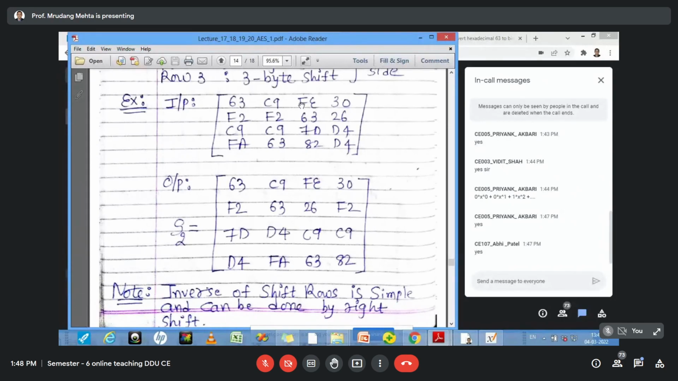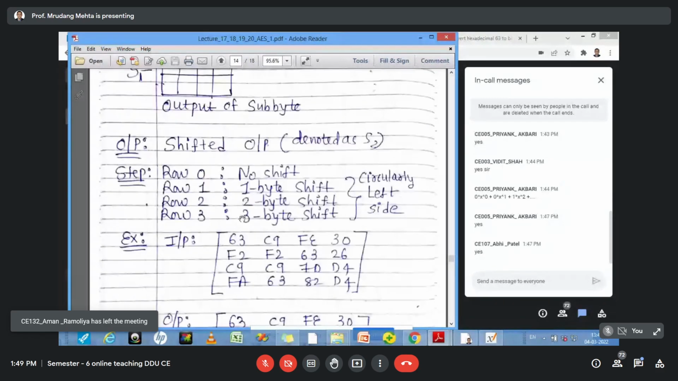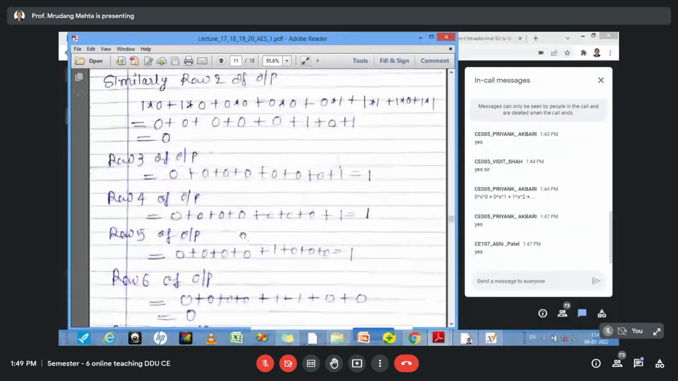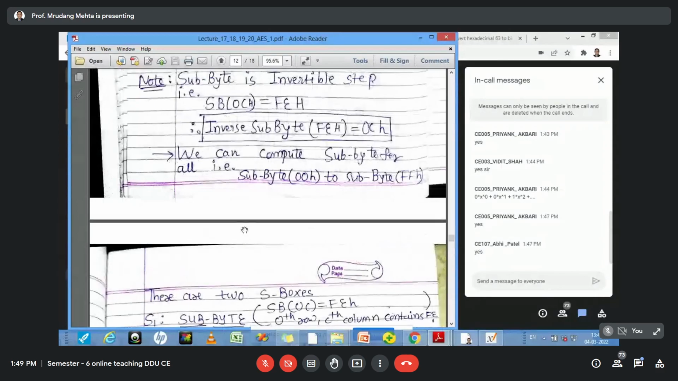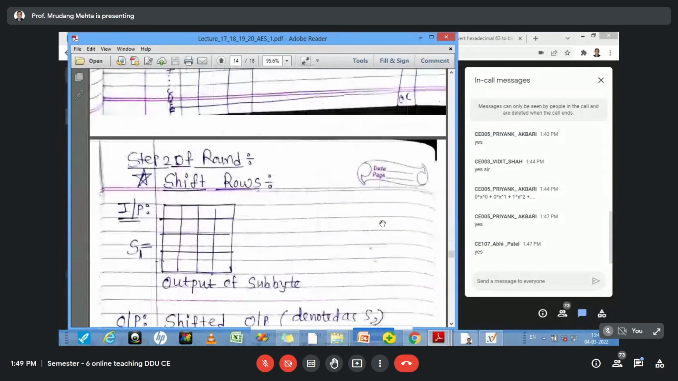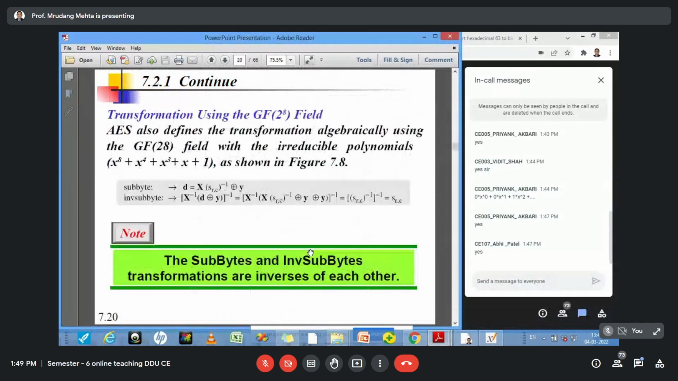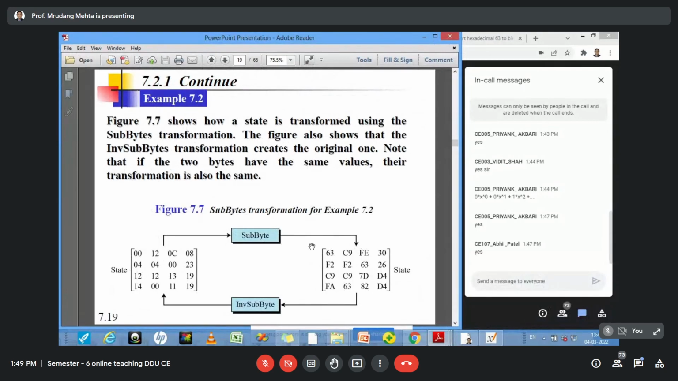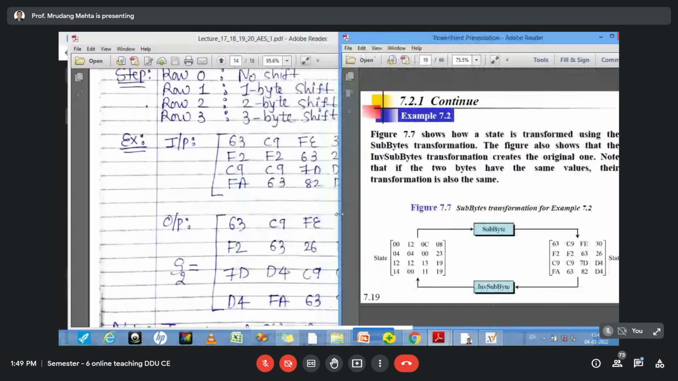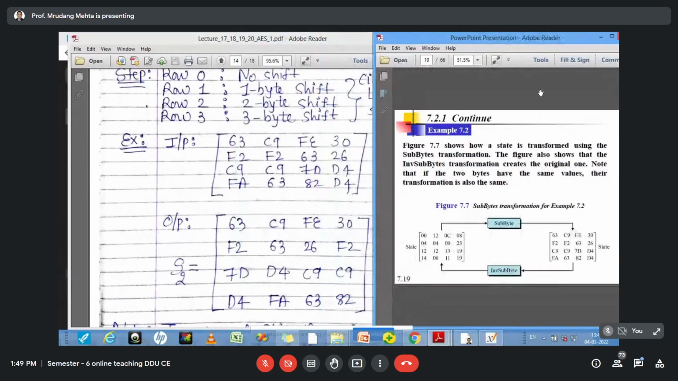Now let us look at the example. The first row is 63C9FE30. Suppose this is our input matrix. After the sub byte transformation, this is our output. So what we have to do is perform the shift operation on the output received here. So this is our output, 63C9FE30.